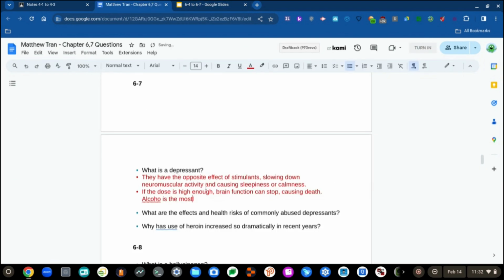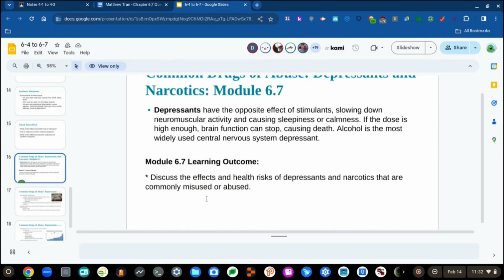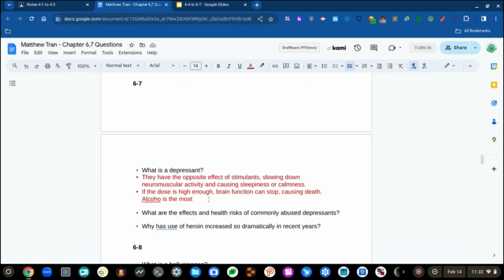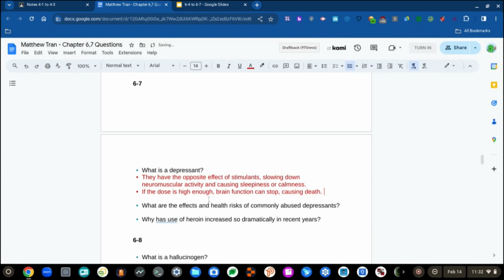Right, by the way, most of the people that are on the streets using drugs, probably 95% of them are on fentanyl. Some of them are alcoholics. Most of them are using fentanyl because it's just so easy to get. Okay, alcohol is the most widely used depressant, okay? But these other ones are a problem too.